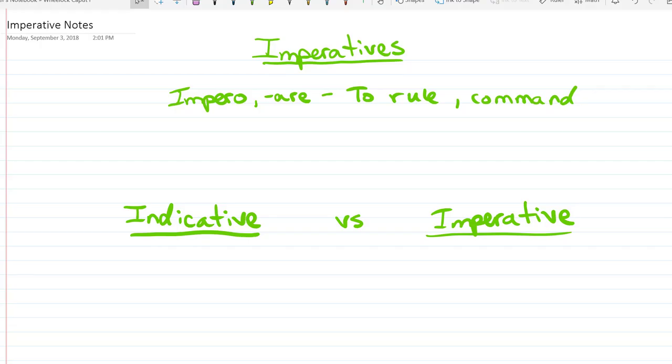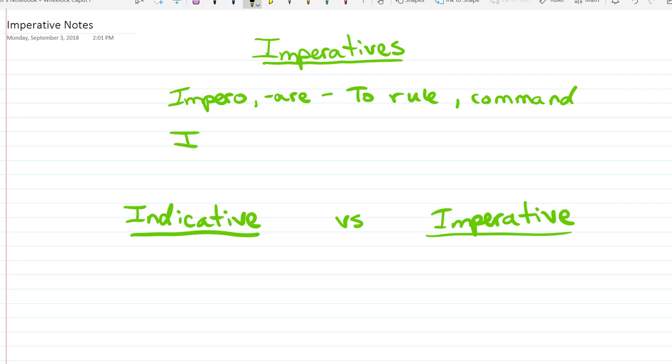The last thing we need to talk about in this chapter is the idea of imperatives. And this word imperative comes from the Latin word, because what word doesn't? Impero, imperare, which means to rule or command. So it originally starts out as a verb.